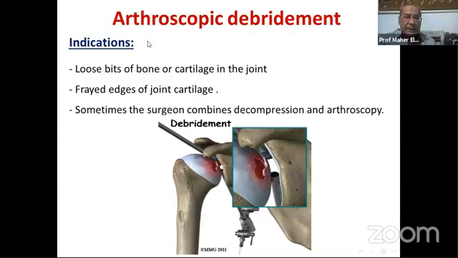Arthroscopic debridement indications: loose bits of bone or cartilage in the joint, frayed edges of joint cartilage, and sometimes the surgeon combines the decompression and arthroscopy as well.